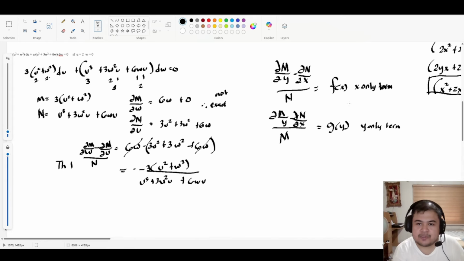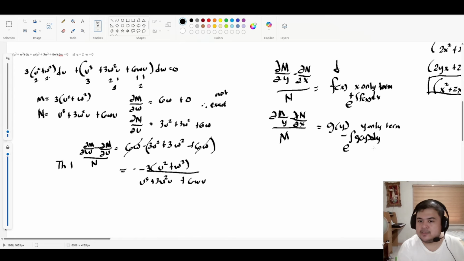The difference between the two is the integrating factor. For the first theorem, the integrating factor is e to the integral of f of x dx, using the value that we got. For the second theorem, we use the value that we got, but it's negative, e to the negative integral of g of y dy. It's the opposite. So that's the difference between the two.